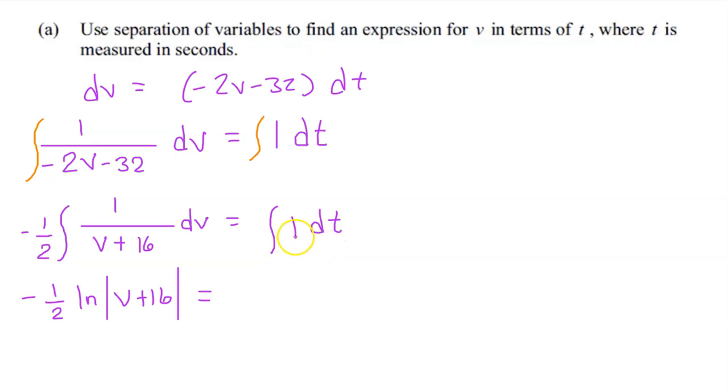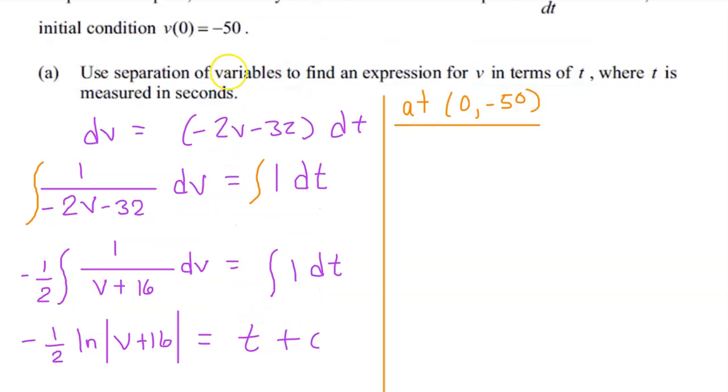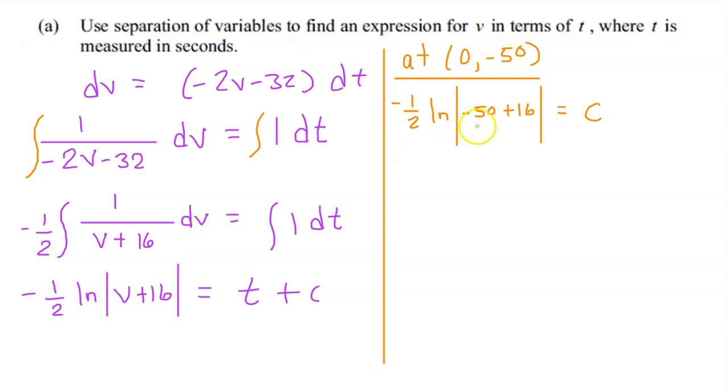The antiderivative of 1 is t. And there's your plus c. It's time to use this initial condition to find the value of c. Let's plug in 0 for t and negative 50 for v. Now we have this. Negative 50 plus 16 is negative 34. And of course the absolute value of negative 34 is positive 34. Let's substitute this value in for c.